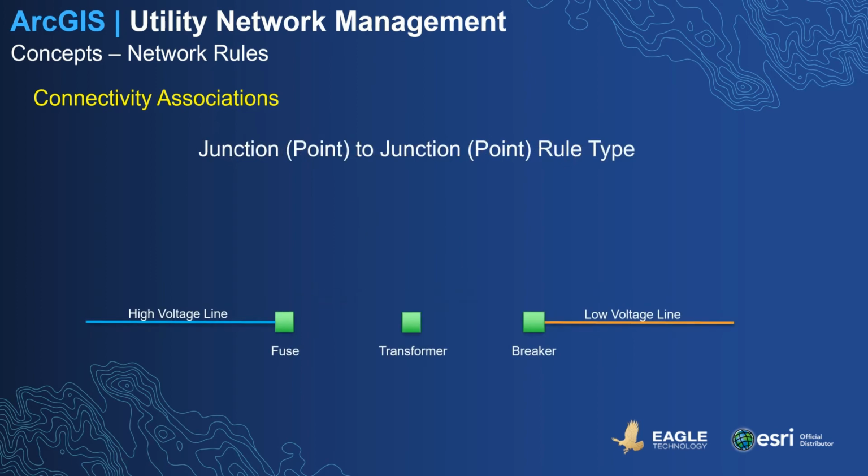A junction-junction connectivity association is used to connect points to each other by implicit connectivity. Junction-junction connectivity rules manage this type of association. This connectivity rule type also supports the connection to terminals on device features, and you can define connectivity associations for device and junction feature classes in a domain network as long as the network rules exist to support the association.